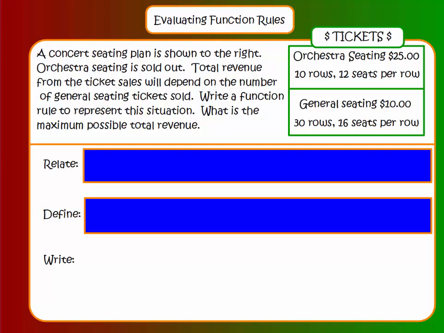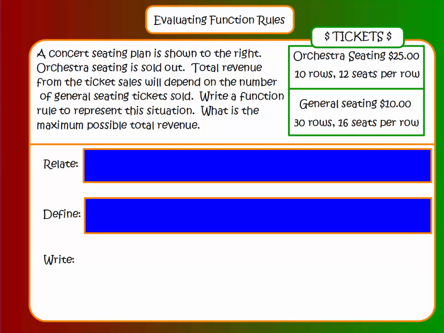So a concert seating plan is shown to the right. Orchestra seating is all sold out for a specific concert. The total revenue from the ticket sales will depend on the number of general seating tickets sold. So let's write a function rule to represent the situation. And then we want to know what is the maximum possible total revenue. Total revenue is all the money that you are getting in. So whenever you see revenue, it's the money that you are earning, the money that you're getting.